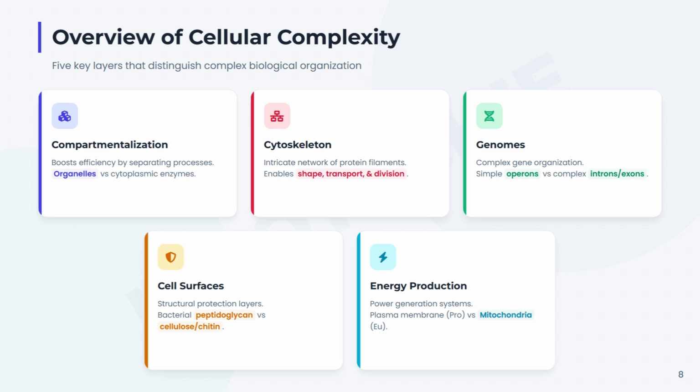Third, genomes. Eukaryotic genomes are much more complex in their organization. While prokaryotes often group related genes into simple units called operons, eukaryotes have genes with introns and exons, allowing for more sophisticated regulation and protein variety. Fourth, cell surfaces. Both have protective layers, but their chemistry differs. Bacterial cell walls are made of peptidoglycan, while plant and fungal cells use cellulose or chitin respectively. And finally, energy production. Prokaryotes generate energy using their plasma membrane, while eukaryotes have dedicated power plants, the mitochondria.